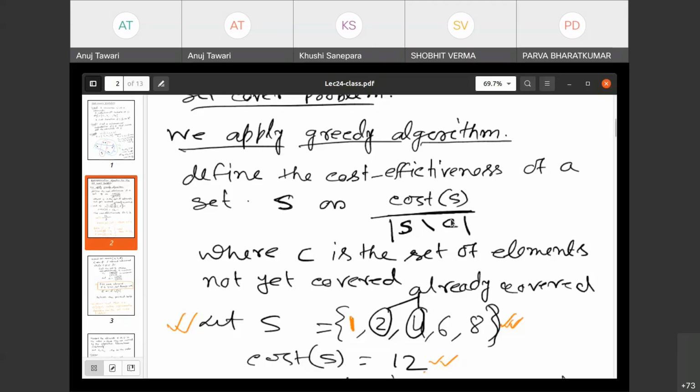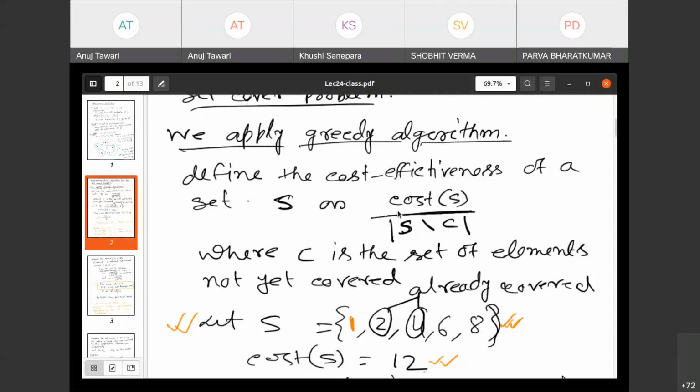So what we want is, if C is the set of elements which are already covered, then this S minus C set should be as large as possible. At the same time, we want to minimize the cost of S. So cost of S should be as minimum. So when will this ratio be as minimum as possible? When cost of S is small and S minus C is very large. And that's exactly the conditions we are looking for.